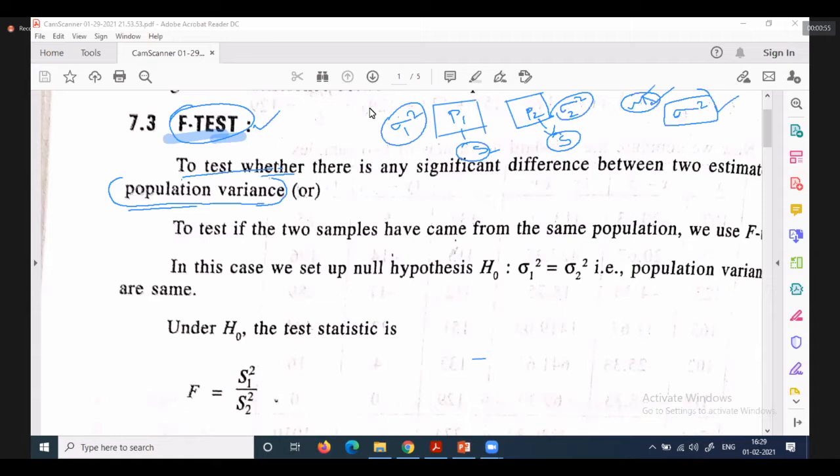I'll explain that part. That one already I explained. See, when they are discussing about the variances, you have to use F test. To test if two samples have come from the same population, we use F test. This is another case.